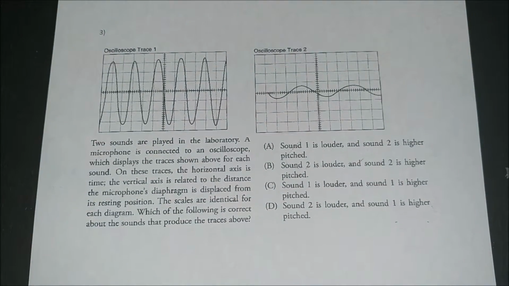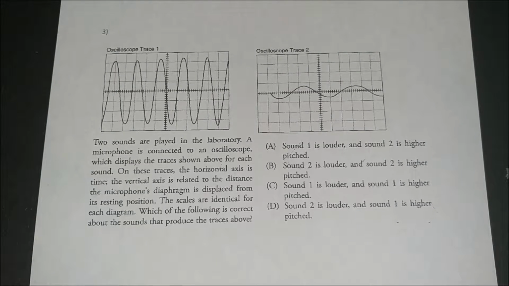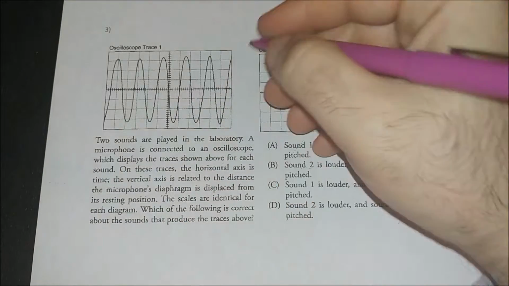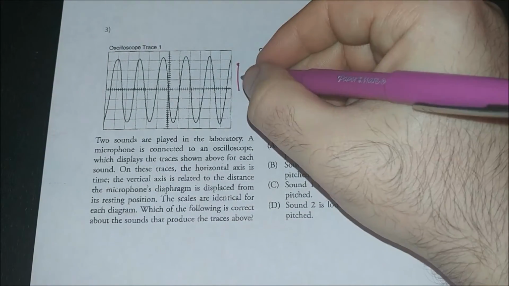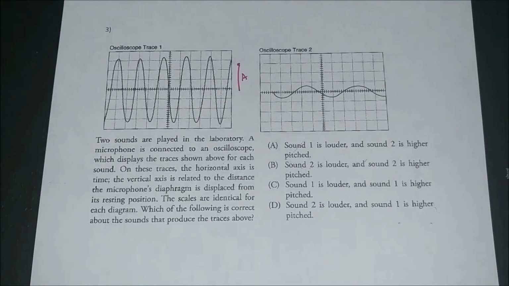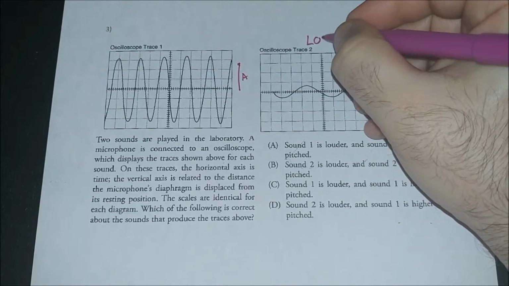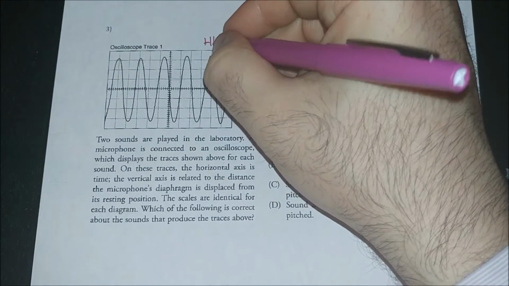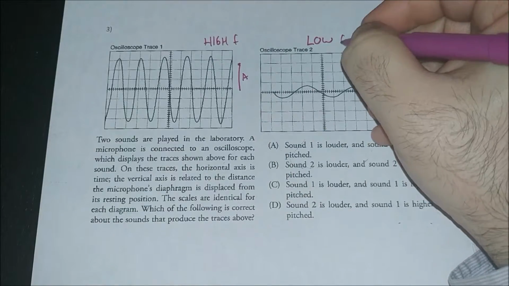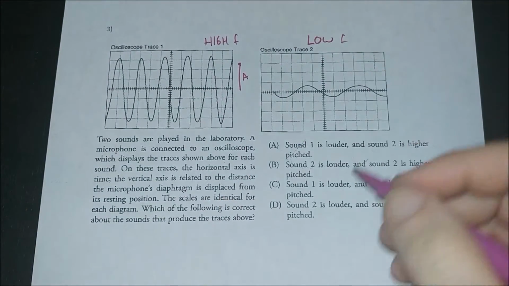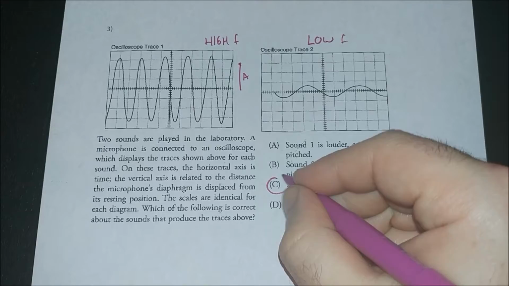This one's not too bad. Two waves. Which one's higher pitch, which one's louder? Louder is about amplitude, like how tall it is, which obviously oscilloscope 1 has a larger amplitude. Also, oscilloscope 1 is closer together, so it's more frequent. So oscilloscope 2 is a low pitch, and 1 is a higher pitch. The only answer that has that is going to be letter C.